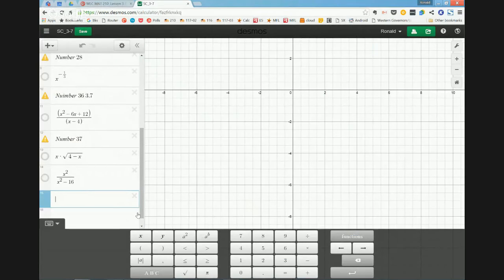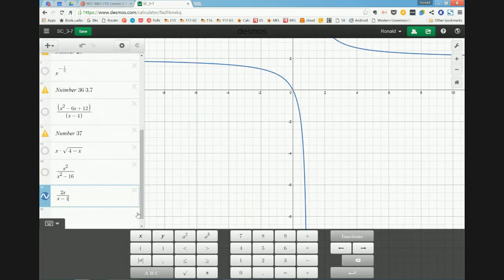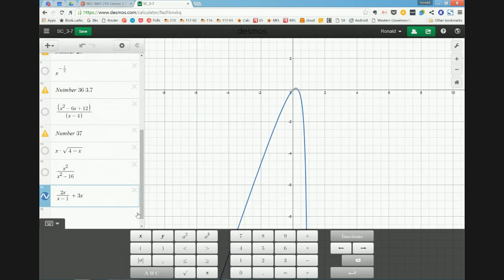So we've got 2x divided by x minus 1. And then to that, we are adding 3x divided by x plus 1. And now you're supposed to take the limit of that as x approaches negative infinity.